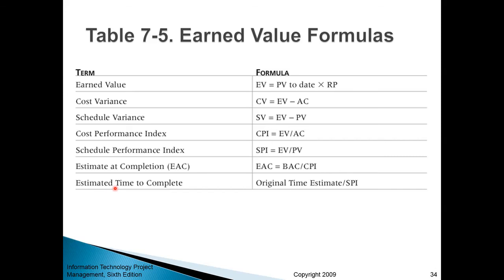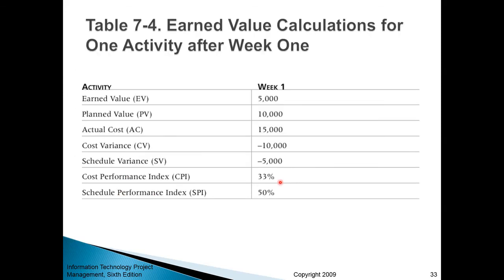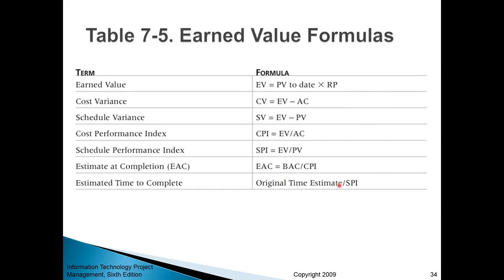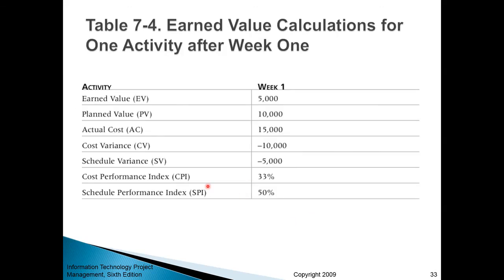And the same thing with time estimation. I mean, your original time estimate was, let's say, 10 months, but since your schedule performance index is 50%, meaning you're running behind, because anything below 100% indicates problems, you will divide the original time estimate of 10 months by 0.5 or 50%, and you'll get 20 months, right? So your time and your budget keep shifting, given the following performance indices.